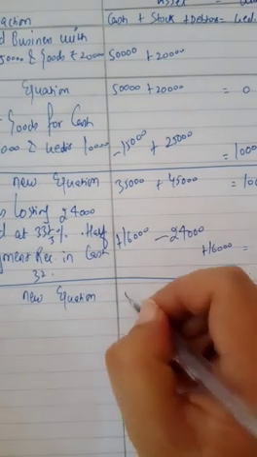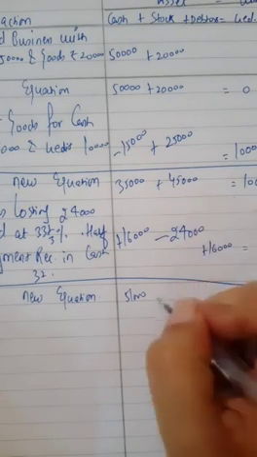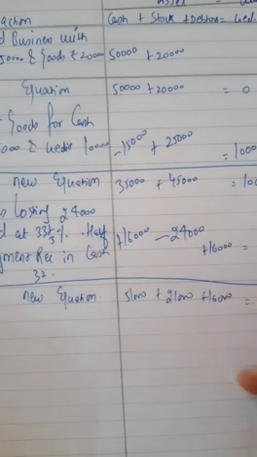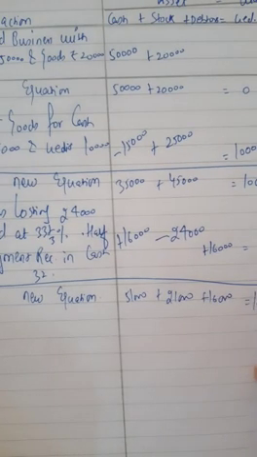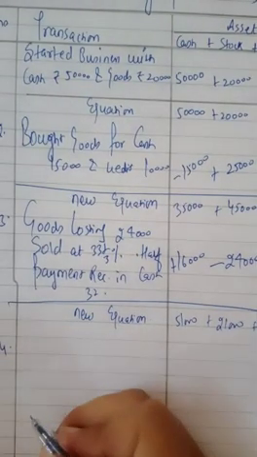35 plus 16, it will be 51,000 again. 21,000 stock, 16,000 debtors, 10,000 creditors and 78,000 is the capital. Got it, बच्चे? Now have a look at the last transaction.